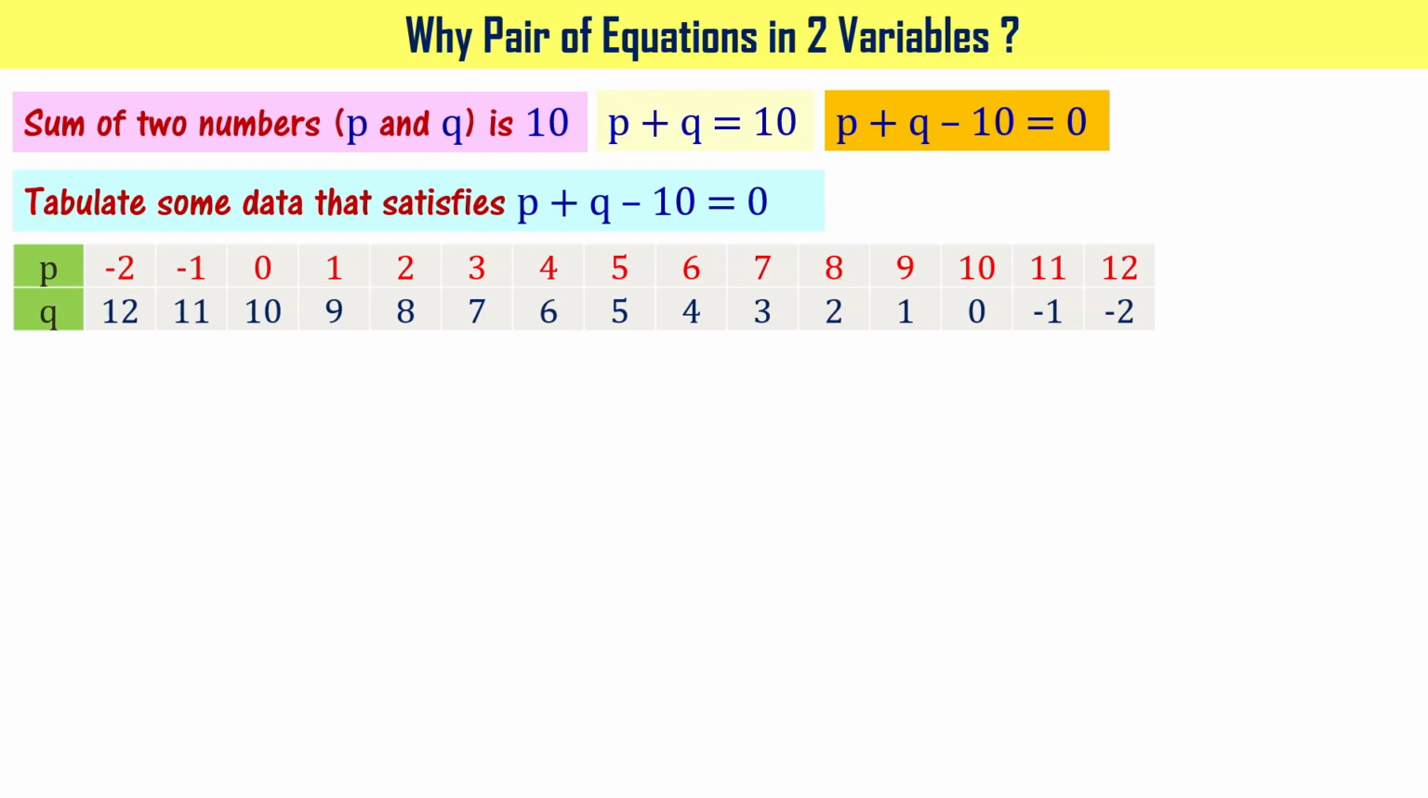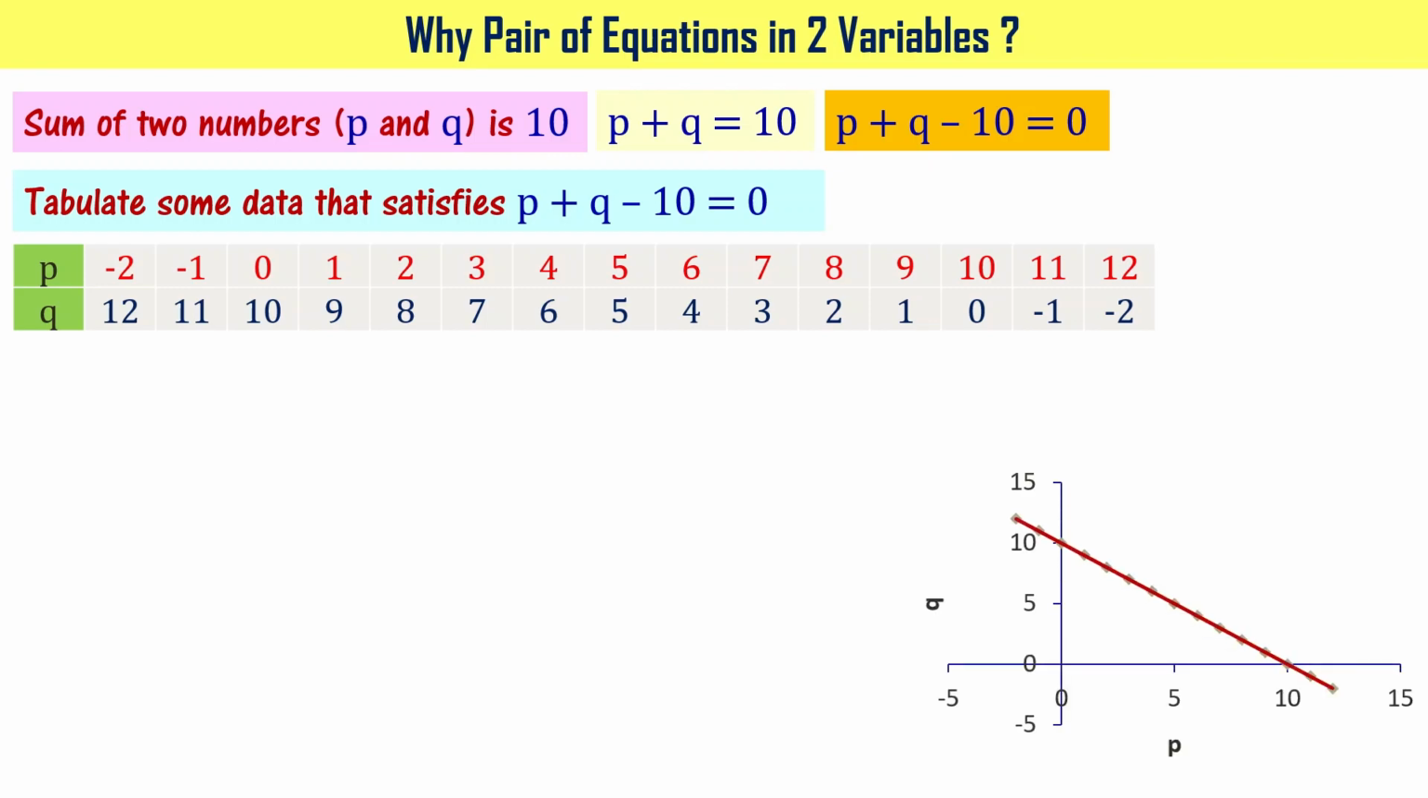This is some of the data that satisfies this particular equation. One can write much bigger table. For example, when you have p equal to minus 2, q is 12, p is minus 1, q is 11, p is 0, q is 10, and so on, right? When you plot this data, you get a figure like this. The red color line is representing the equation in two variables, right? A linear equation in two variables is represented using a straight line in a 2D plane.